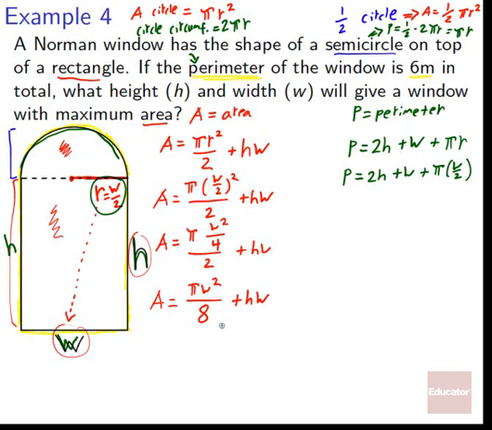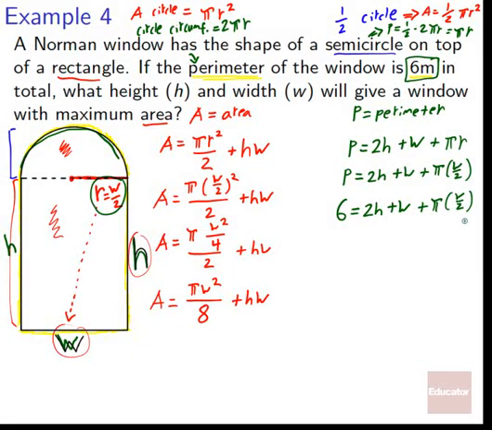So if we could turn this into, we've got area is unknown. We don't really know what the maximum area is or what area we're dealing with. Really, it's a function that's going to give area when we plug in h and w, so it's not even something that has a fixed value necessarily. What about perimeter, though? Perimeter, that is something we do know. Remember, perimeter is 6 meters. So we can plug in 6 equals 2h plus w plus pi w over 2.